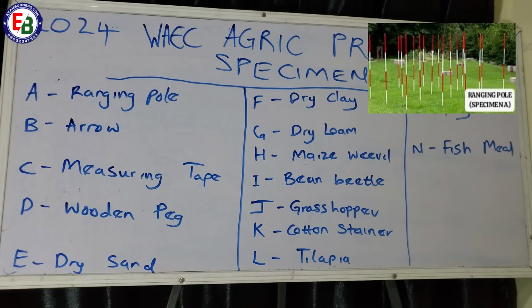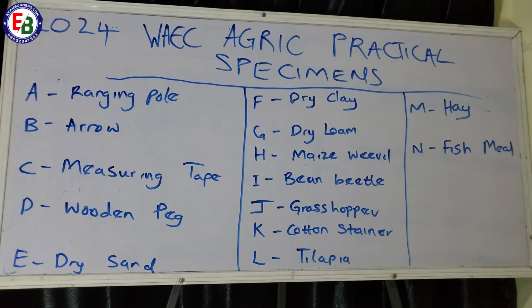The maintenance practices I gave to you under ranging pole still apply for arrow. So you should use the same maintenance practices for ranging pole and arrow, because arrow also has a metallic head.